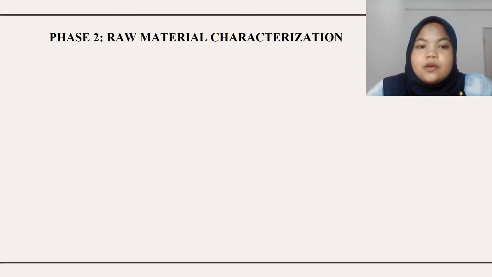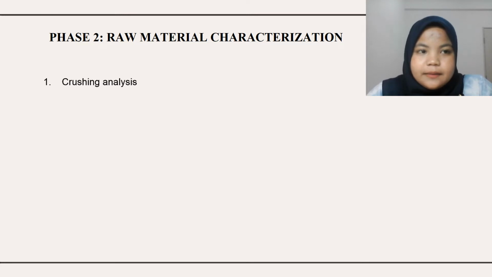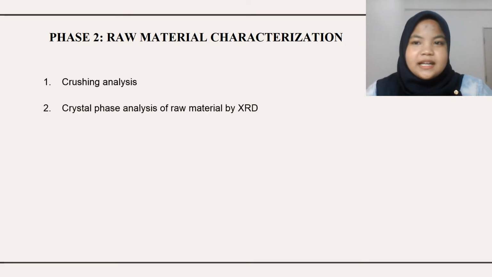Phase 2 consists of 5 analyses. The first is crushing analysis, which consists of sieve analysis. That process is used to determine the standard size for coarse and fine aggregate. Second is crystal phase analysis of raw material by XRD, which is X-ray diffraction. XRD is used to determine the crystallographic structure of material. The XRD pattern serves as a fingerprint to predict atomic configuration in the material.